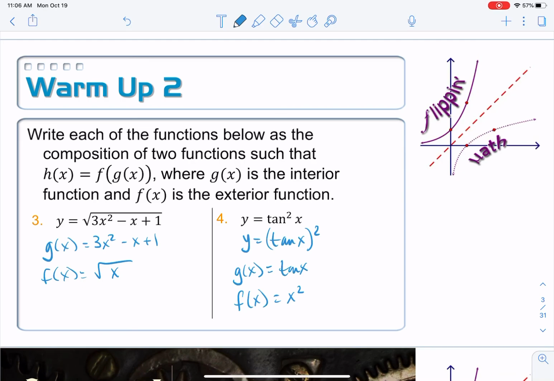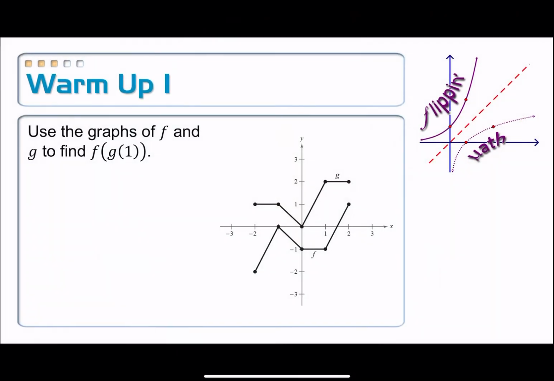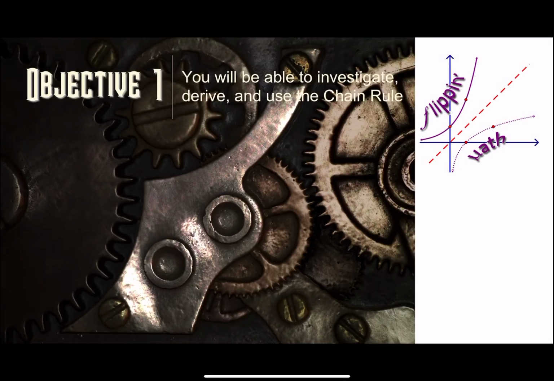All right? So that brings us to our lesson target, our objective, being able to investigate, derive, and use the chain rule, which is just about what we're going to do.